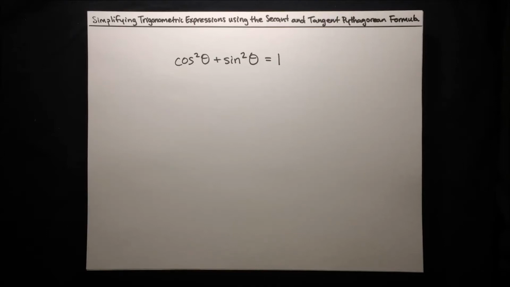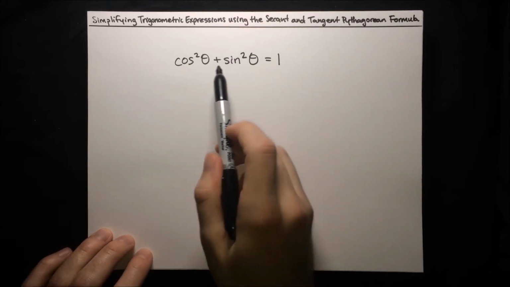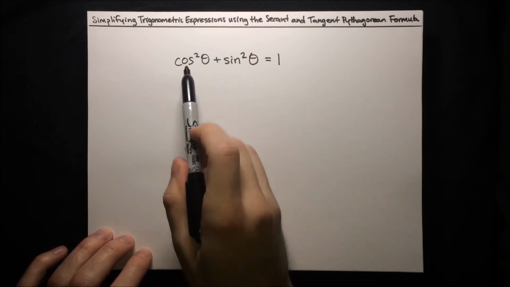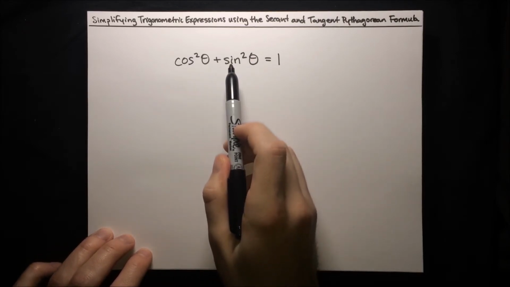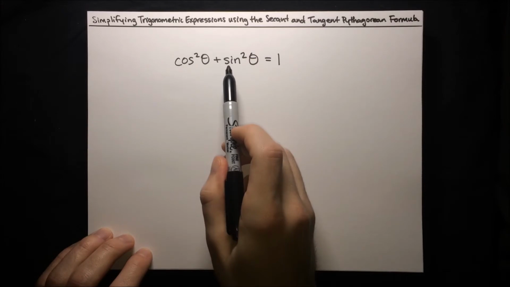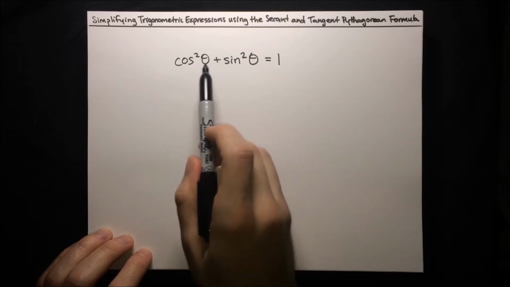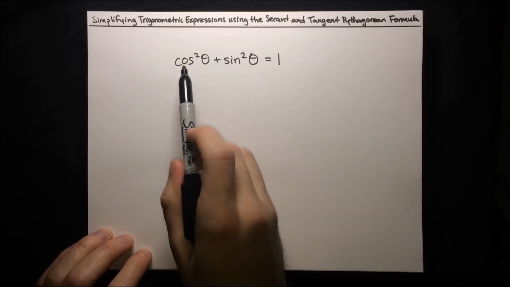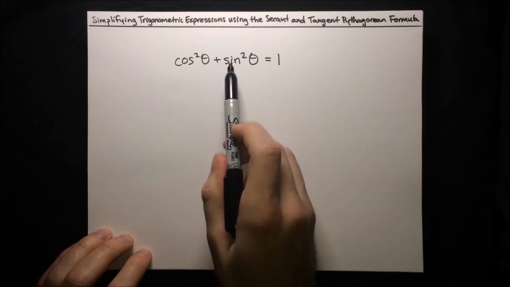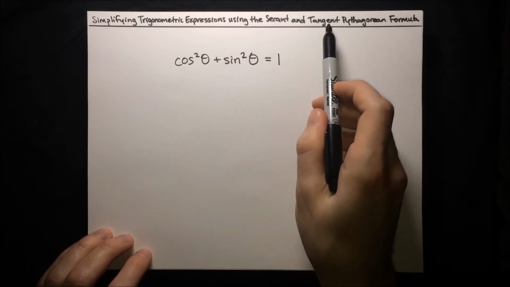In this video, I'm going to show you how to use the secant and tangent Pythagorean formula to simplify trigonometric expressions. Now, this formula here is not the secant and tangent Pythagorean formula. This is the cosine and sine Pythagorean formula, and you should be familiar with this. If you're not, then there's a previous video that can help you understand where this comes from.